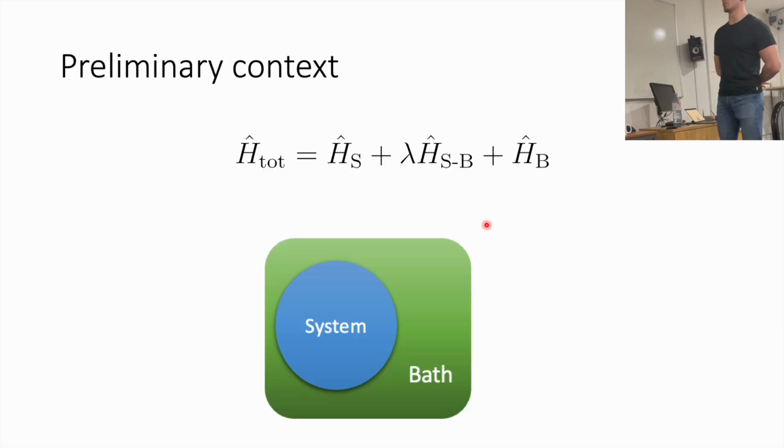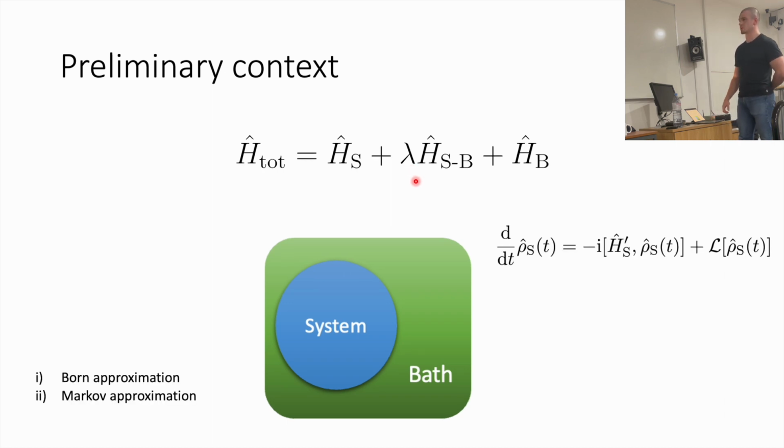We're interested in open quantum systems. So we have a quantum system that's surrounded or enveloped within a bath. And when this is the case, we can split up the Hamiltonian into a system, an interaction, and a bath term. And we'll quantify the strength of our interaction term with some number, lambda.